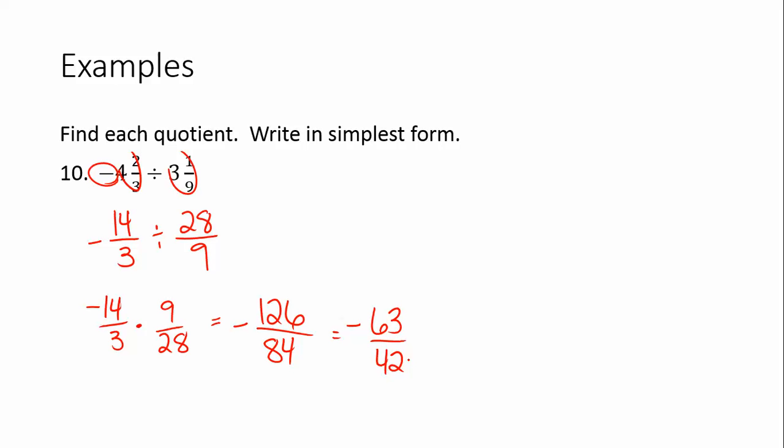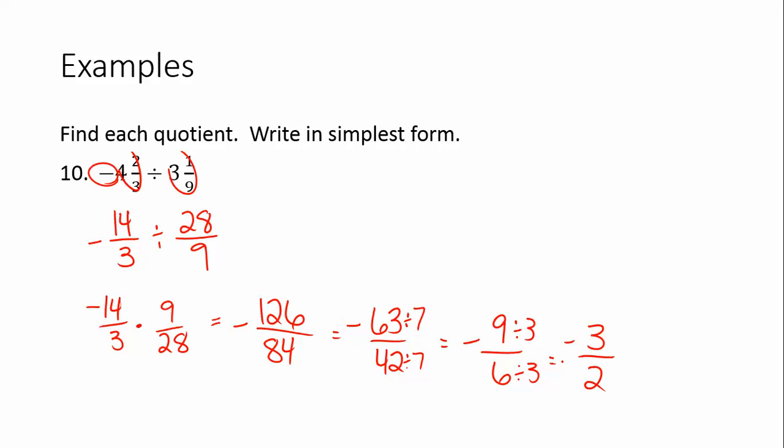And now we still need to reduce. 63 and 42, I'm not sure if you see this, but they're both divisible by 7. 63 divided by 7 is 9. 42 divided by 7 is 6. That's negative again. But now you can see that 9 and 6 are both divisible by 3. So we get -3 over 2.